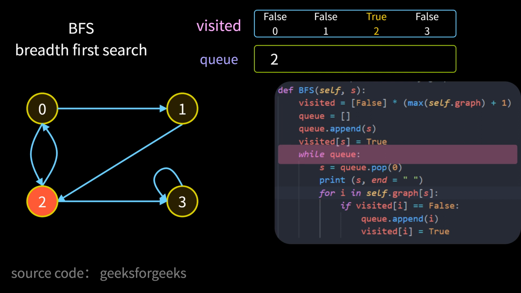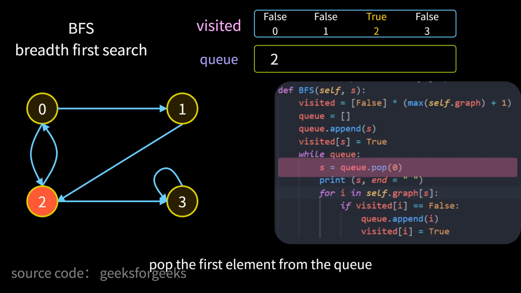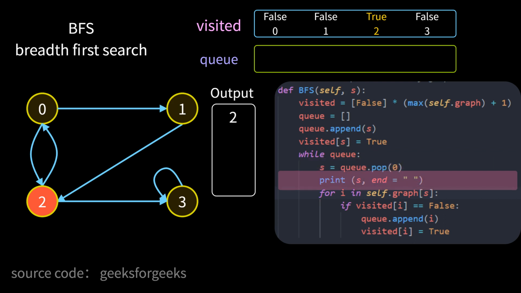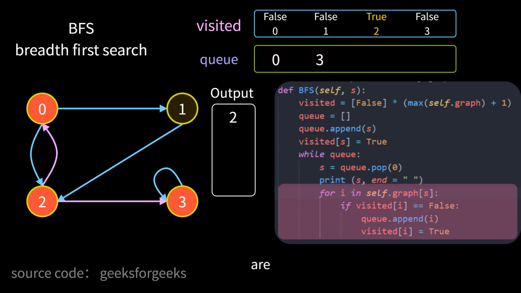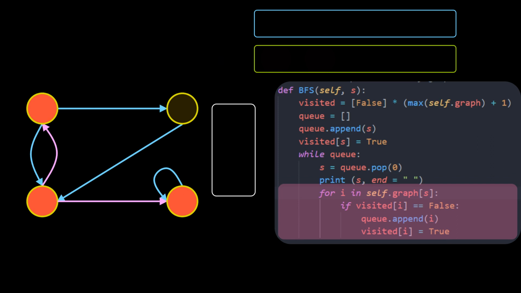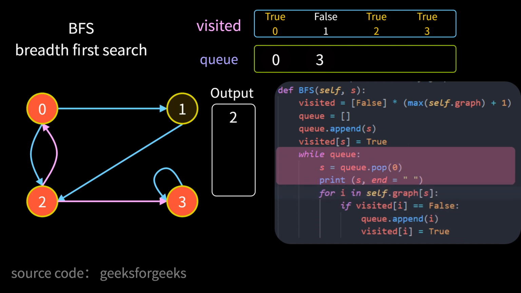Then, as long as there are nodes in the queue, it loops. First, pop the first element from the queue, that is, s is 2. Output it. Then, all the neighboring nodes of 2, which are 0 and 3, are added to the queue, and the visited mark is true. Next, start the second cycle.